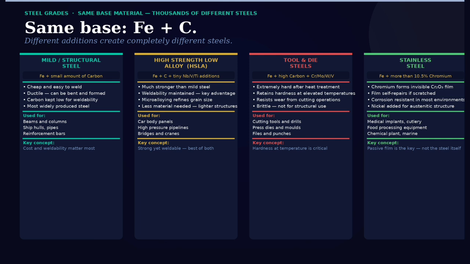Tool and die steels contain high carbon plus chromium, molybdenum, and tungsten. After heat treatment, they become extremely hard and retain that hardness even at elevated temperatures, essential for cutting tools and press dies.